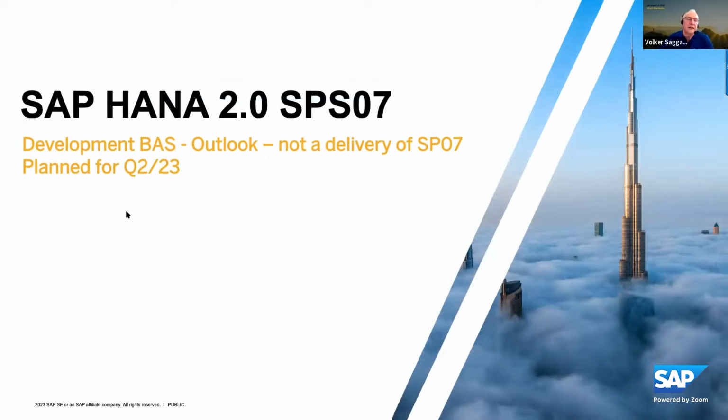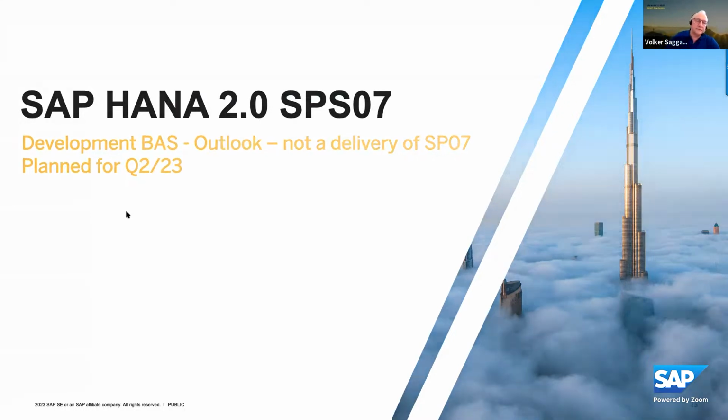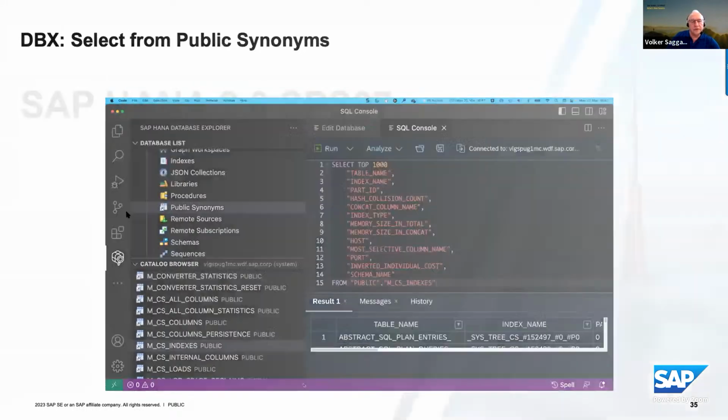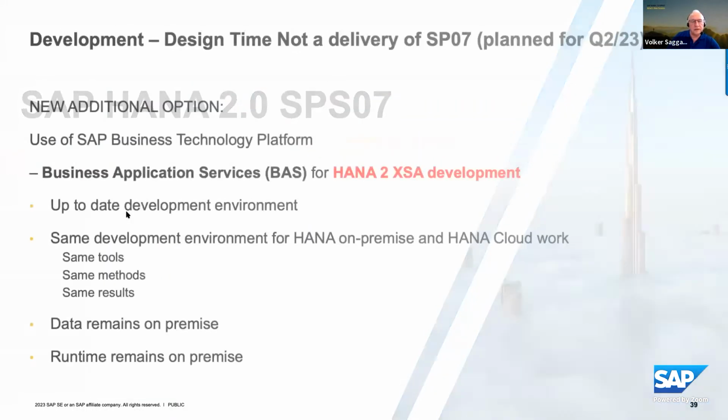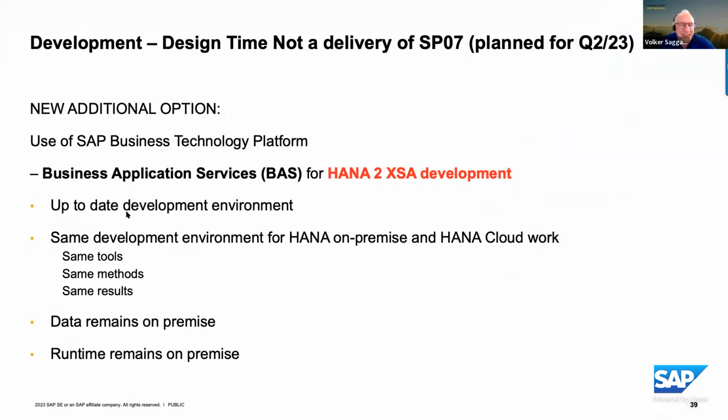Now, something which is not particular to SP07 or SPS 07, but looking a little bit ahead at the infrastructure we are providing in the upcoming months, and this is planned for the end of Q2 this year. So what we will add to the BAS environment is the capability to develop for HANA 2 on XSA. It means now you can use BAS and say, I want to work with a HANA on-premise.